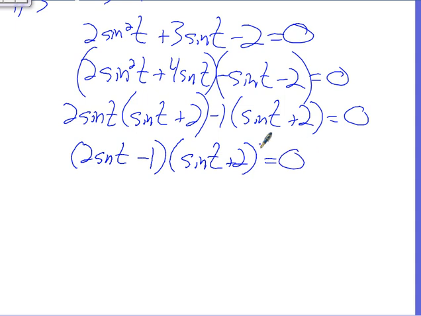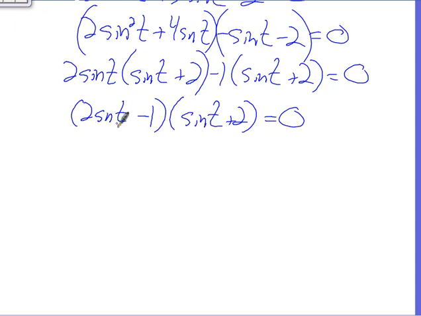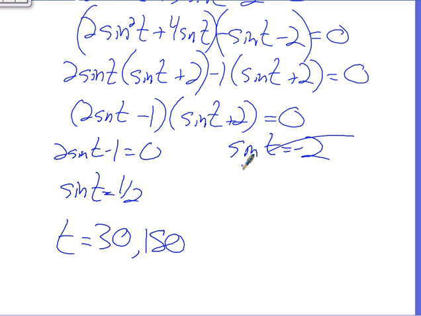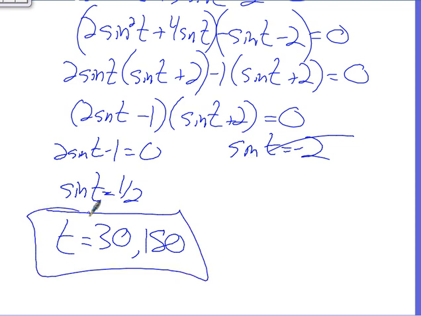So I'll set each of these separately equal to 0. If I take this one, add 1, divide by 2, I get sine t equals 1/2. And as we said before, you're just looking for a reference angle of 30 degrees, so in the first and second quadrant, so 30 and 150, and that's because it's positive. And then here I'm going to get sine t equals negative 2 if I set it equal to 0. And again, we oscillate between negative 1 and 1, so that will never give us a solution. So our only answers are 30 and 150.